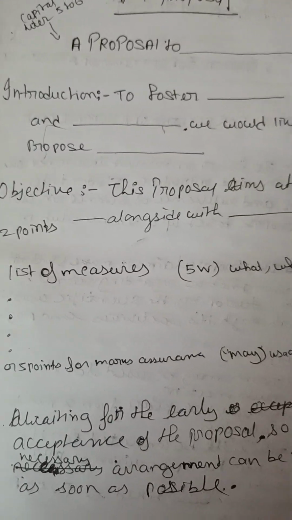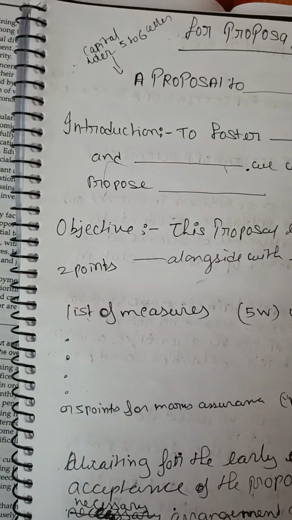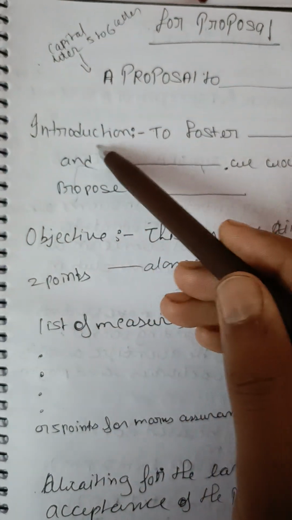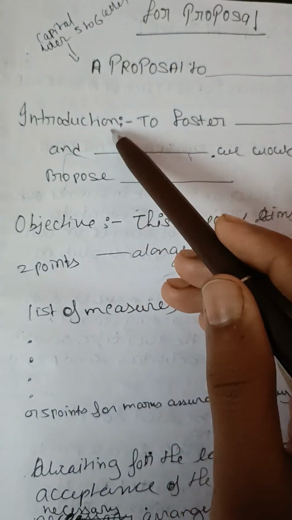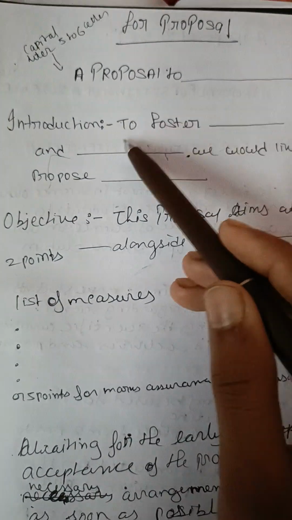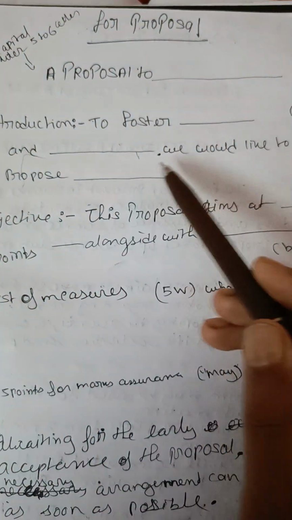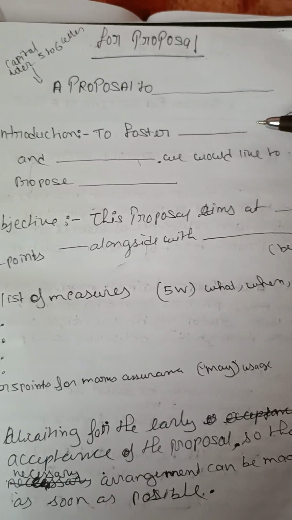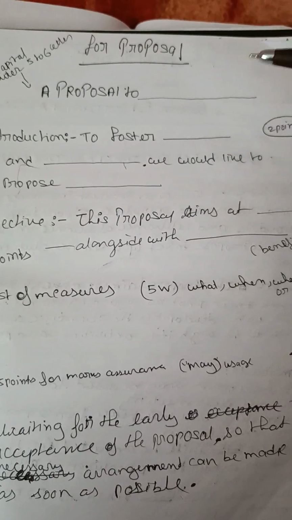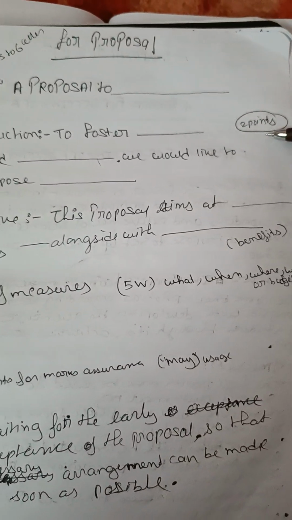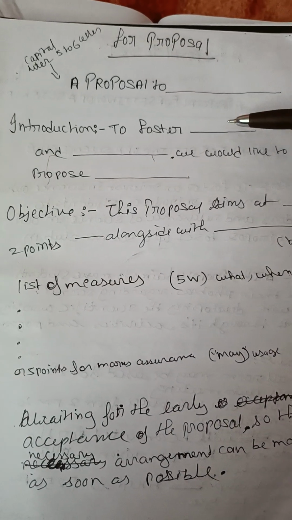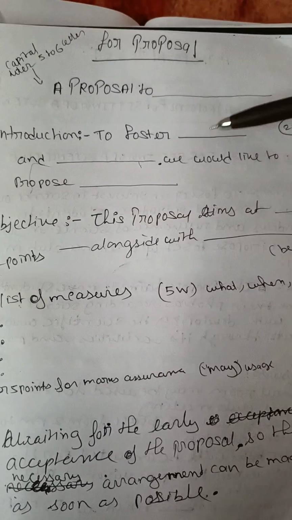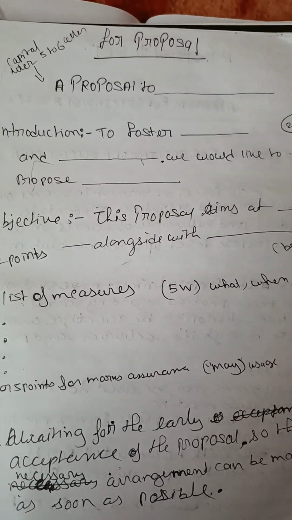Now this is a white page, so I definitely do not have the lines, but you have to leave one line, and then you're gonna start with introduction. You're gonna write introduction, and then you're gonna write to foster dash and dash we would like to propose this. So you have to mention 2 points of why we need that club. Okay, 2 points, then only you will get 2 marks here. So you have to point out 2 points here that the examiner can tick and give you the marks.